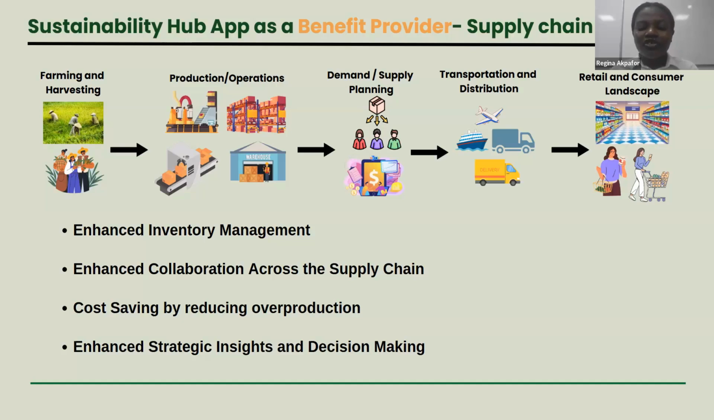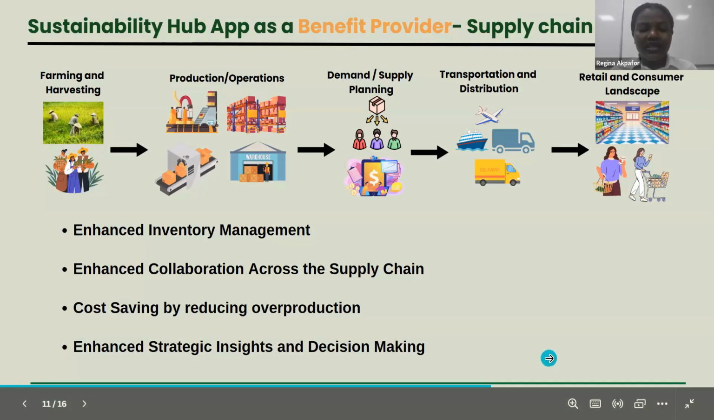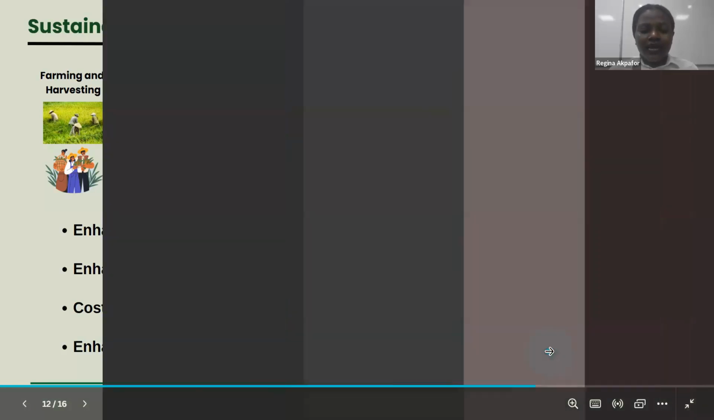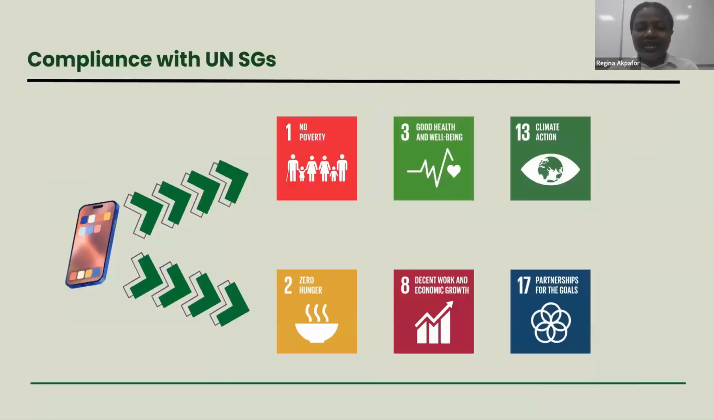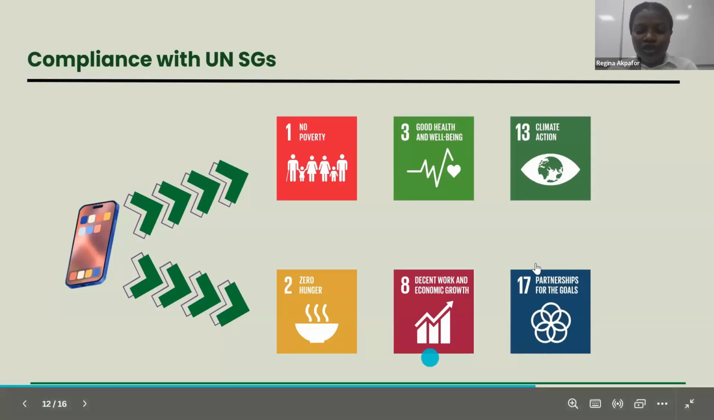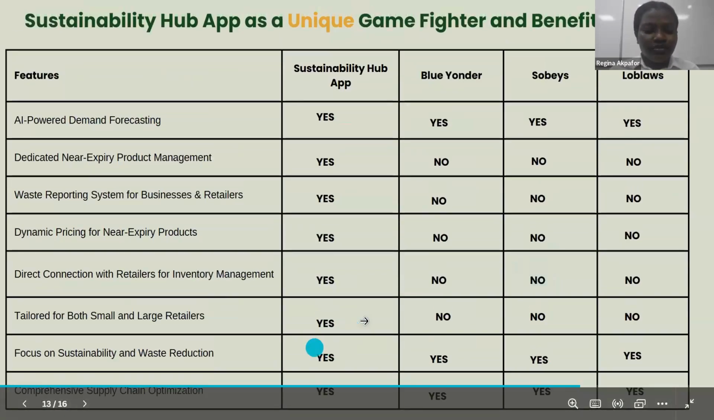And also DOR will make strategic and data-driven decisions because now it has the facts it has to have about its businesses and retailers. As said earlier, these are the SDG goals our solution is in alignment with. My colleague Amma will take us through how our app is unique among alternatives.